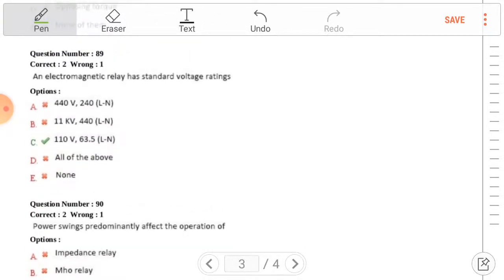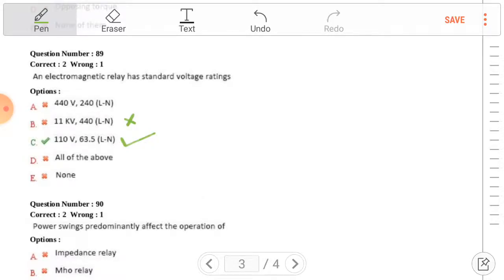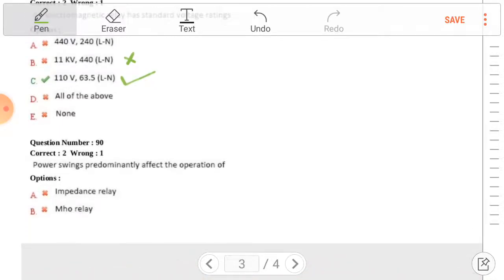An electromagnetic relay has a standard voltage rating of, as we know that it is a relay, so voltage should not be in kilovolt, and it will be as low as possible because relays are measuring devices. It should be operated at the lowest voltages. So 100 volt is the correct answer. These are factual data, so factual problems based on data, so we have to go through them deeply for such problems.